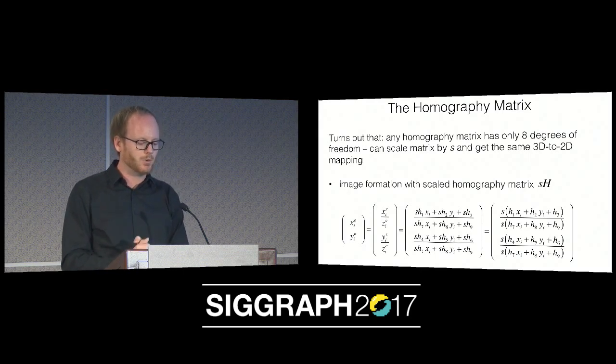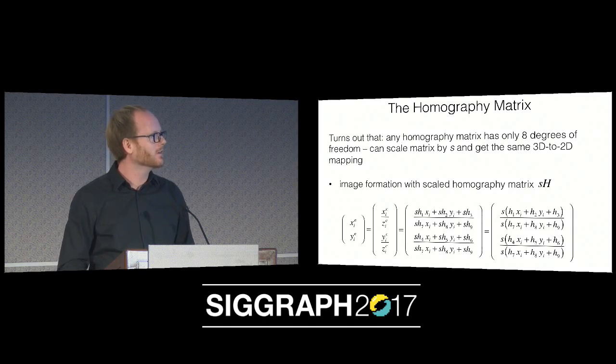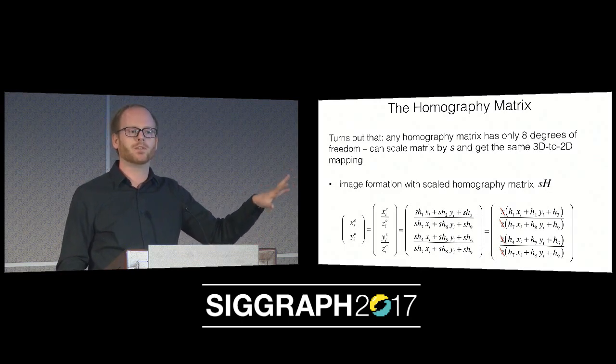It just turns out that a homography matrix has only 8 degrees of freedom, even though there are 9 values in there. And that comes from the fact that you can scale the homography matrix by a scalar S here on the right. If that is a constant for all values of the homography matrix, the actual image formation, if we write it out here, which is the multiplication of the first row of the homography matrix with the point coordinates divided by the third row, it just turns out that you can pull out the S value from this image formation and it just cancels out. So the image formation is independent of this scalar value.